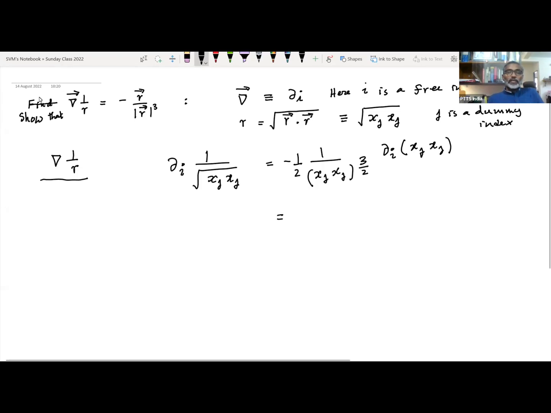But this is equal to minus half into 1 by xj to the power 3 by 2, into, this is a product rule. Okay, so I will have 2 times xj into del i xj. So I will get 2 terms which are identical to this. Now, this 2, of course, we can cancel with this 2. But what is del i xj? So what is this term?